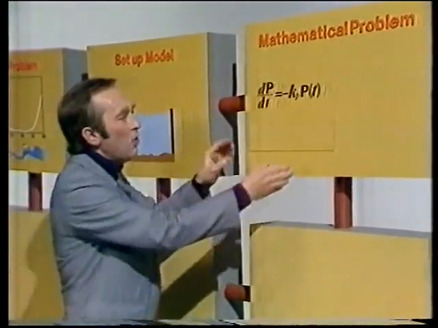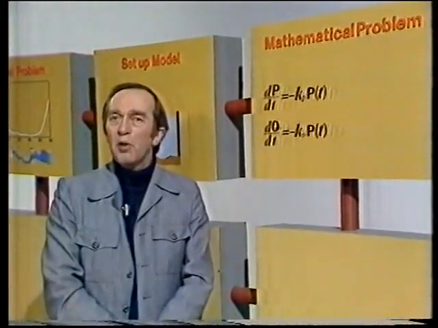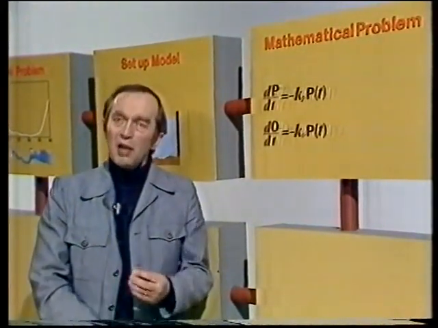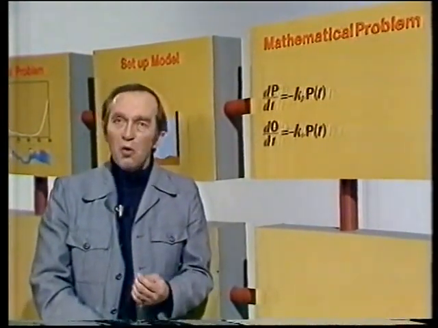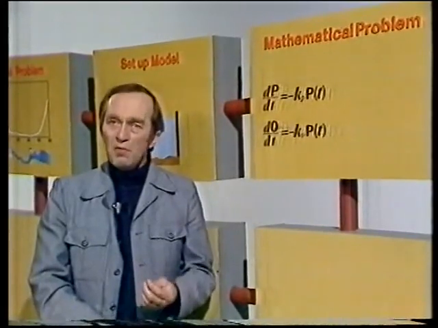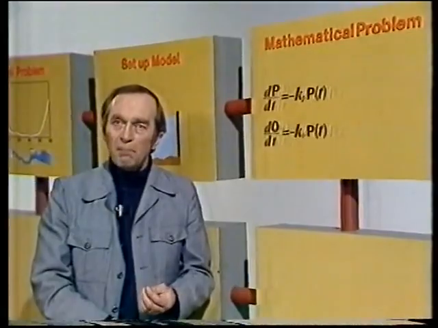The oxygen equation, though, is slightly different. It relates the amount of oxygen at time t to the amount of pollutant at time t. And again, there's a constant in here. Well, those two equations are not very difficult to solve, but we're not going to solve them in the program here. Instead, we're going to look at the form of the solution. That is, we're going to look at what they predict for the way in which the amount of pollutant and the concentration of oxygen will change with time.